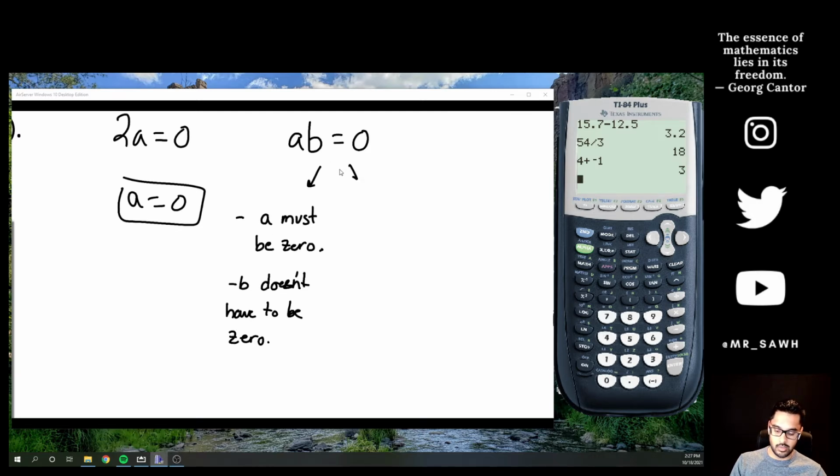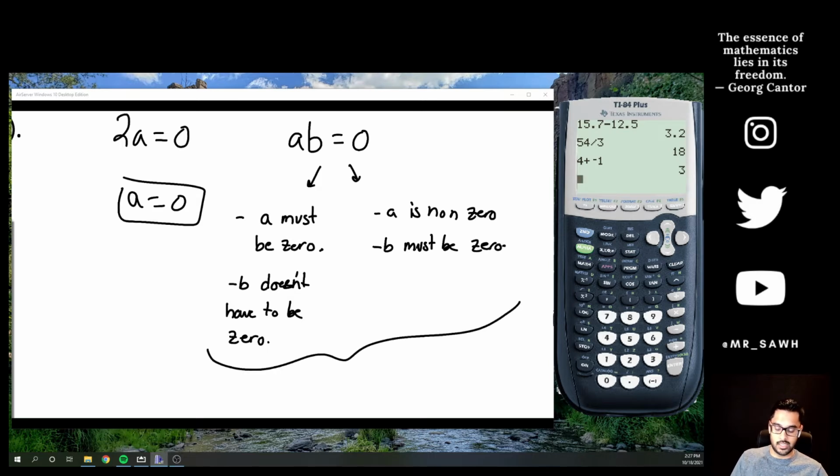So b doesn't have to be 0, but if b is not 0, then a has to be 0. The other case is also true: where a is non-zero, that means b must be 0. So what you can really conclude in this case is that at least one must be 0. In order for this equation to be true, either a or b has to be 0. If both of them are, it's still true, but at least one of them has to be.